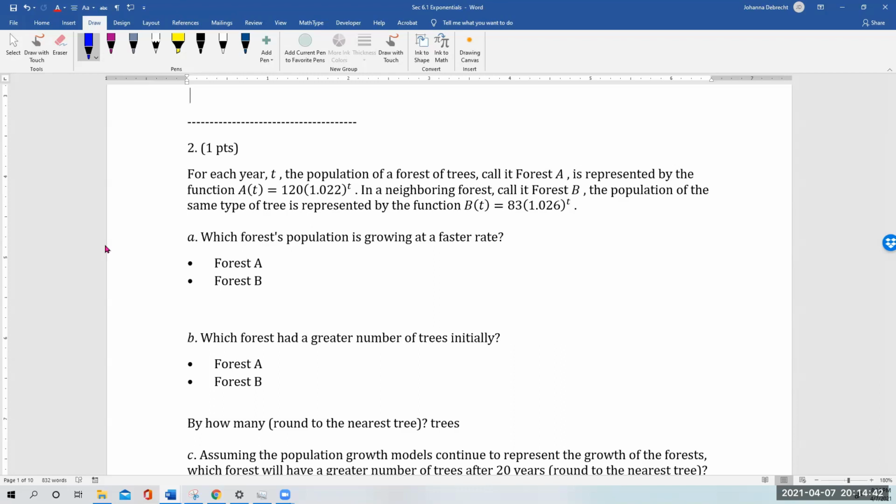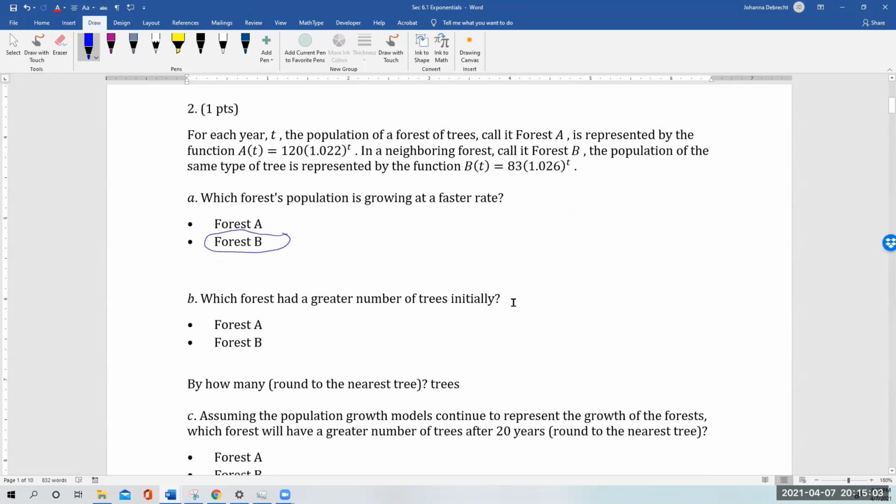On forest B's equation, we have 1.026 as the base. Therefore, the base of forest B is actually larger than the base of forest A. And that means that forest B is the one that's growing at a faster rate because it has a larger base. What about the next question?